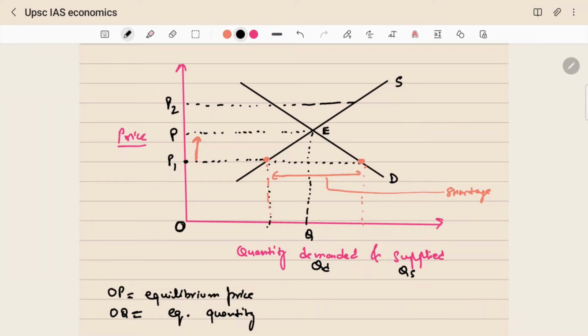But what will happen to the firm's profit? Whether the firm's profit will increase or decrease with the increase in prices, the firm's profit will increase, if the revenue increases, and revenue is price into quantity. लेकिन प्राइस इंक्रीज होने के कारण अब कंज्यूमर्स आर बाइंग लेस, सो देयर इज एन एक्सेस सप्लाई. So this much supply is the excess supply.